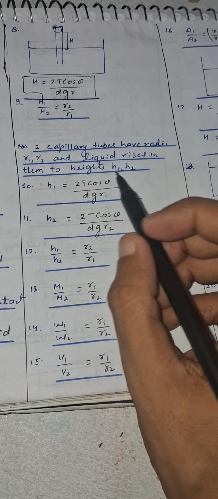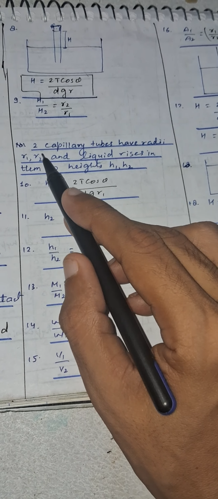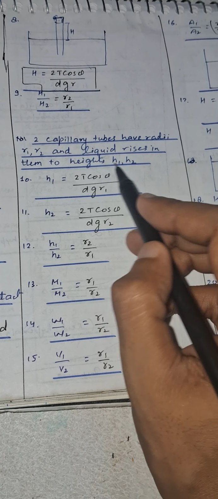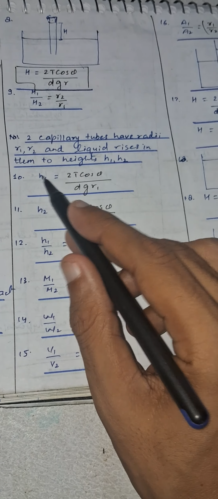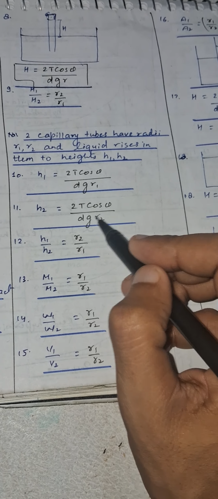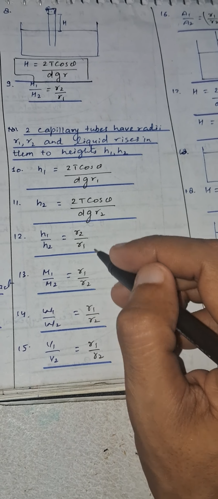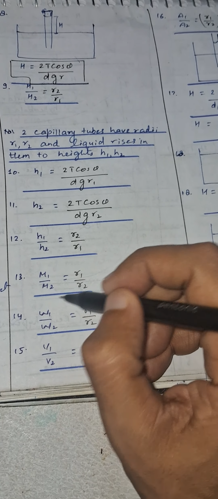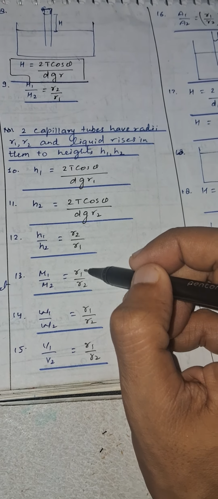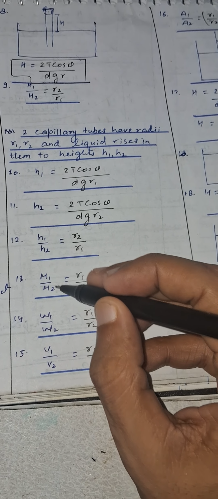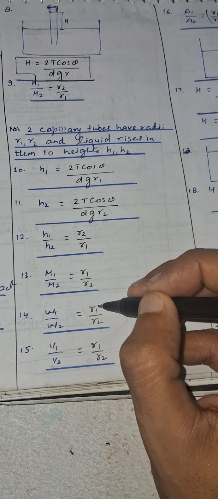There is an inverse relation. Then we have a question like: two capillary tubes have radii r1 and r2 and the liquid rises in them to heights h1 and h2. So h1 is 2T cos theta by r1dg, h2 will be 2T cos theta by r2dg, and h1 by h2 will be r2 by r1. Mass of the liquid is directly proportional to the radius. So m1 by m2 is r1 by r2. Weight is proportional to the mass, so that will again be r1 by r2.